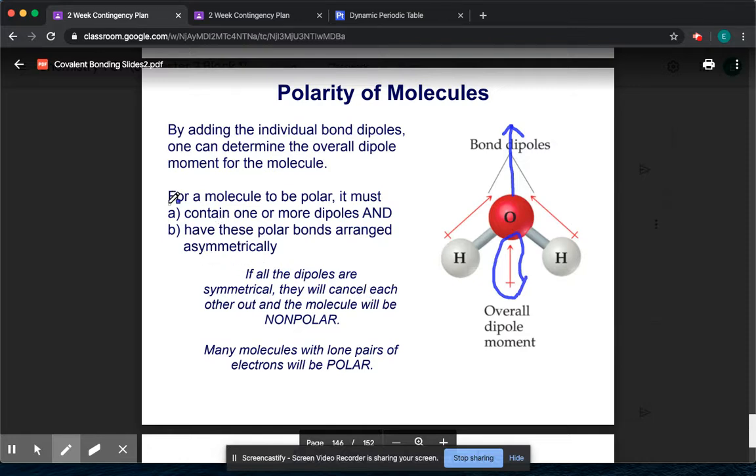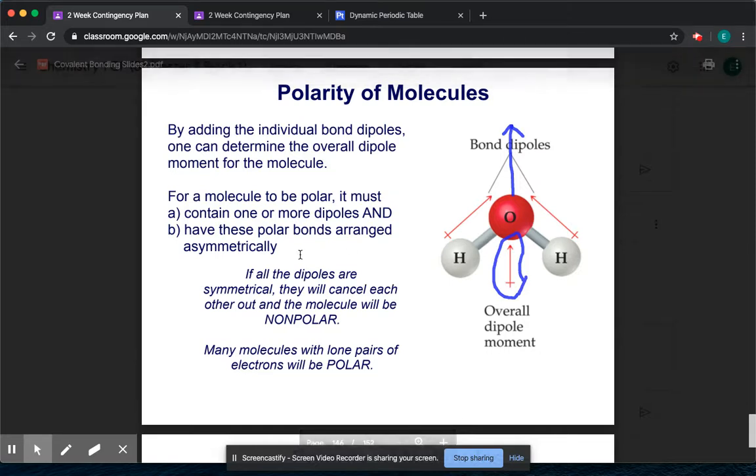And this is telling you the conditions for polarity. In order for a molecule to be polar, it must contain one or more dipoles. This one has 2 of them. And these bonds must be arranged asymmetrically. Symmetrical means you have the same on both sides. Asymmetrical is the opposite of that.